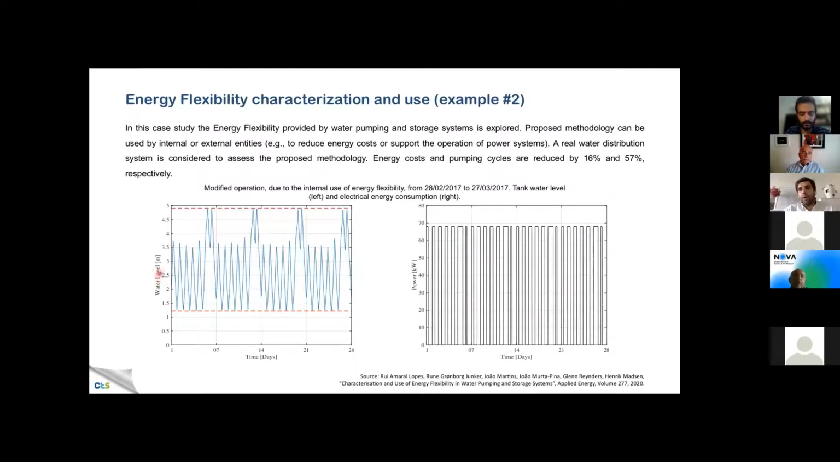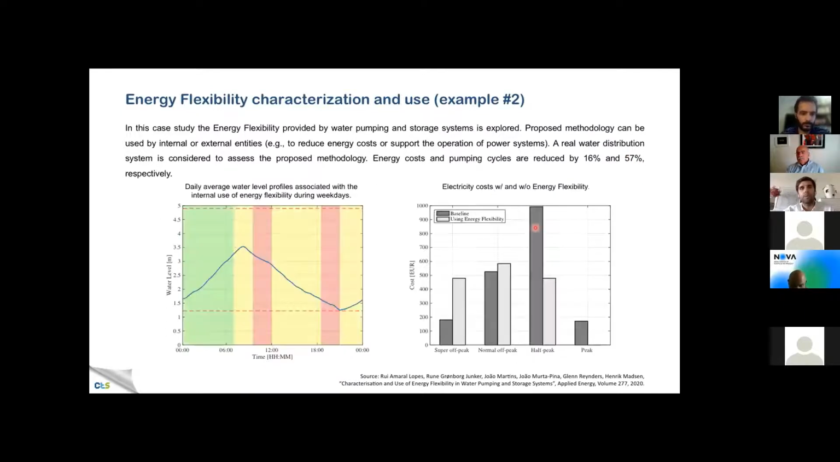As a result, we have this water level throughout the 28 days inside the reservoir. You can see that the full scale is used, but the limits are always respected, and these limits were communicated by the water distribution system operator. The load profile of the pumping station is also smoother than the original one, and the pumping cycles were reduced by 57%, hence increasing the lifetime of these pumping systems.